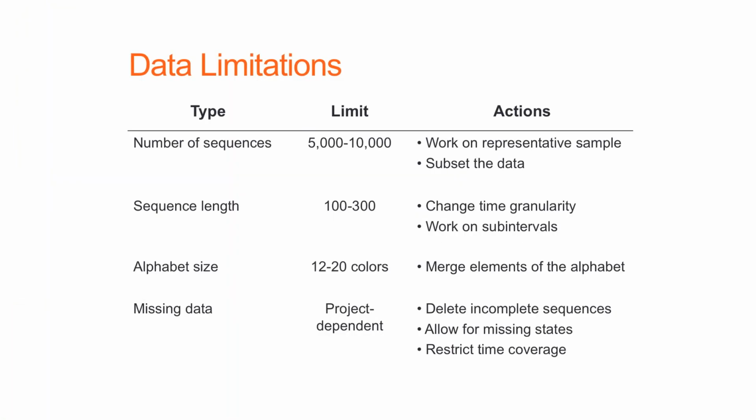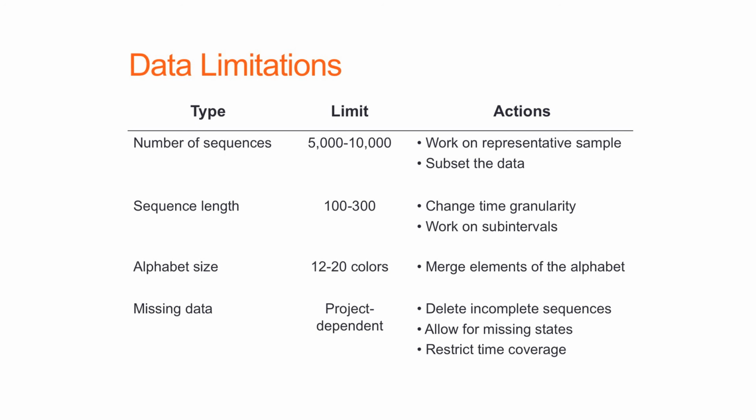Okay, almost done. The home stretch here. So there are some limitations that are posed by the data and the software. One of them is in the number of sequences that can be analyzed, and the limit there is somewhere between 5 and 10,000. And that's because of the size of the dissimilarity matrices.